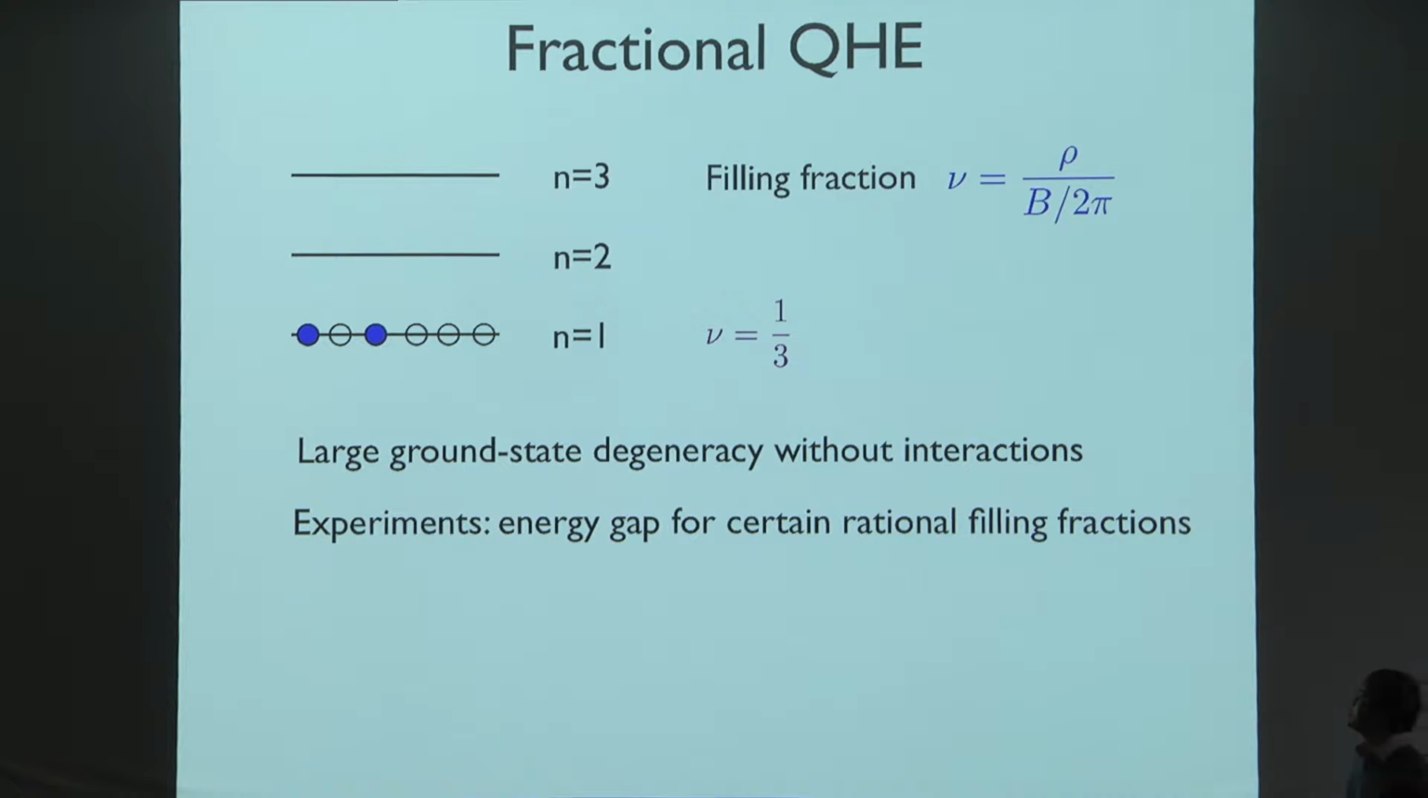Without interaction, we would have a very large ground state degeneracy, which grows exponentially when we take the thermodynamic limit while keeping the filling fraction constant. Experiments, however, show us very interesting properties of such a system. There is a finite energy gap between the ground state and the first excited state for certain rational values of the filling fractions. For example, nu equal 1/3.